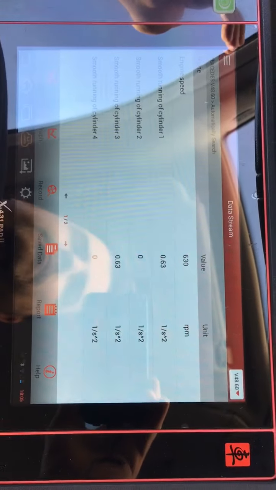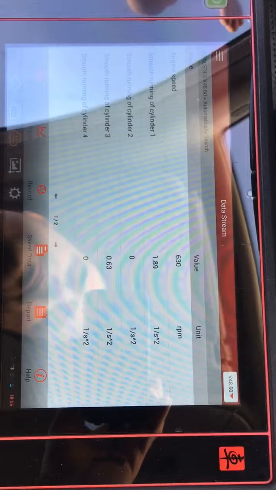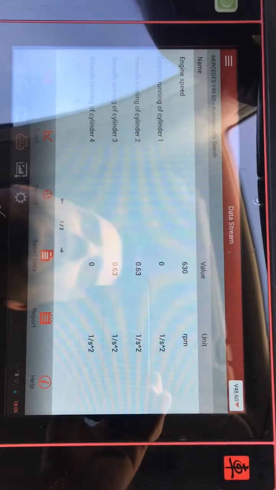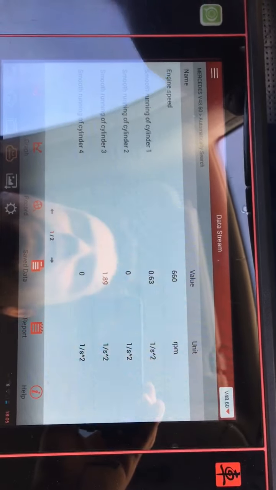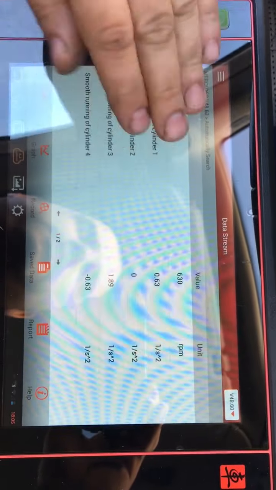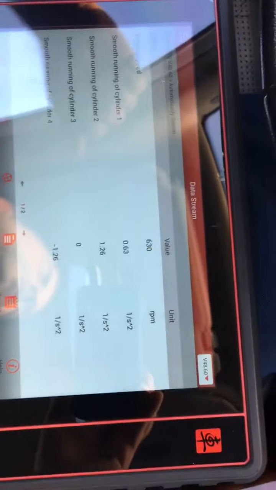And first thing, if you remove spark plugs, it's always good to check compression, make sure the cylinder is healthy. But yeah, the only way to know which cylinder to go to is if you go into smooth engine running values.